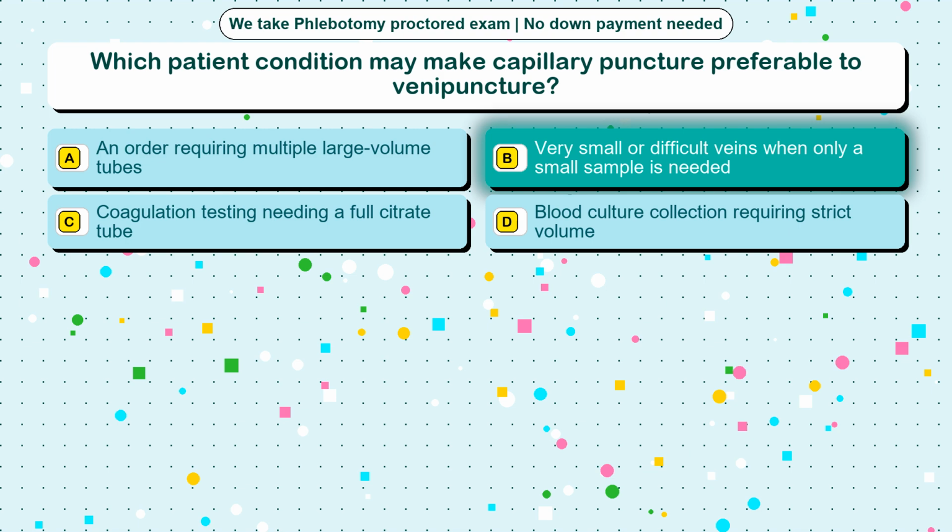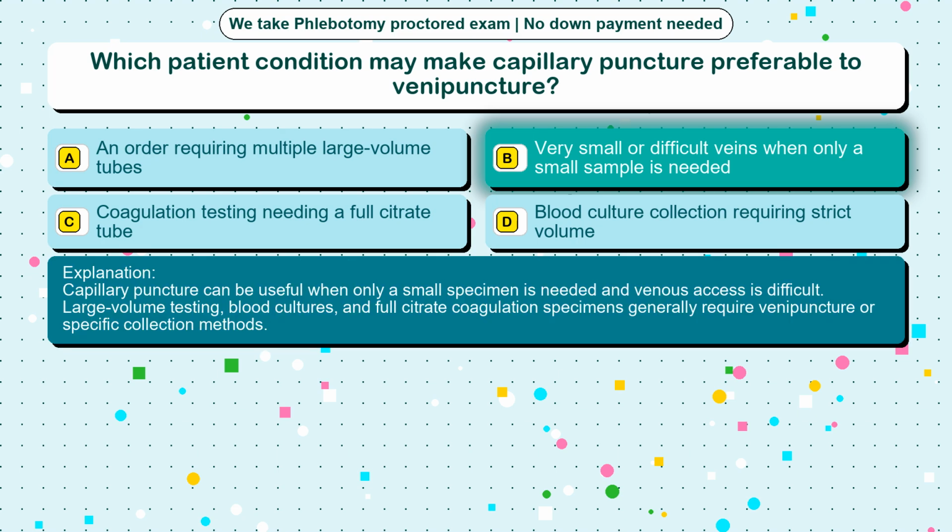The correct answer is option B. Very small or difficult veins when only a small sample is needed. Capillary puncture can be useful when only a small specimen is needed and venous access is difficult. Large volume testing, blood cultures, and full citrate coagulation specimens generally require venipuncture or specific collection methods.